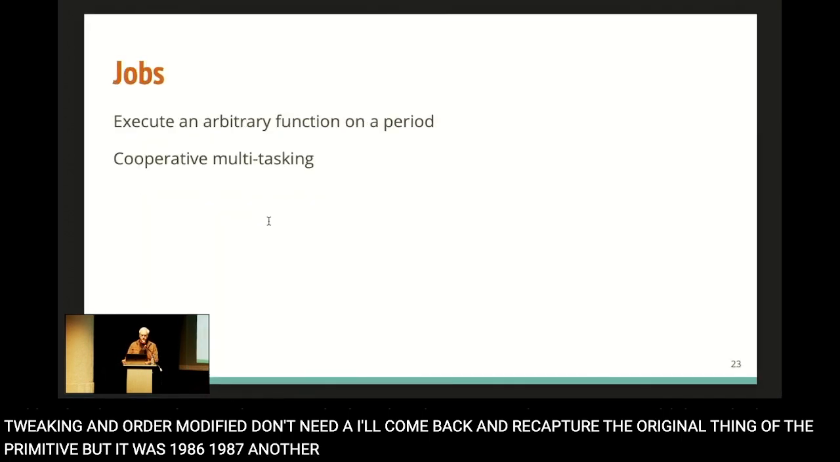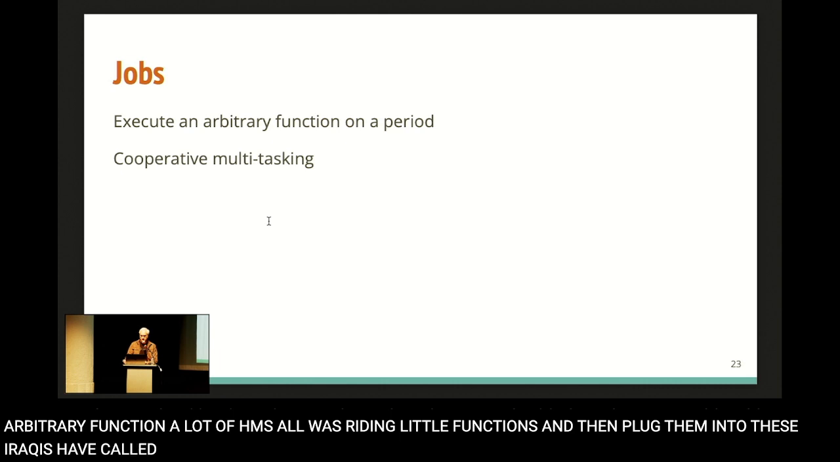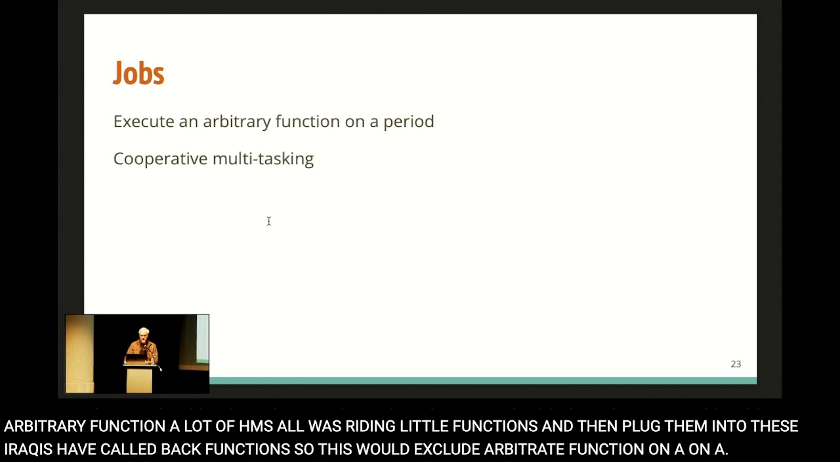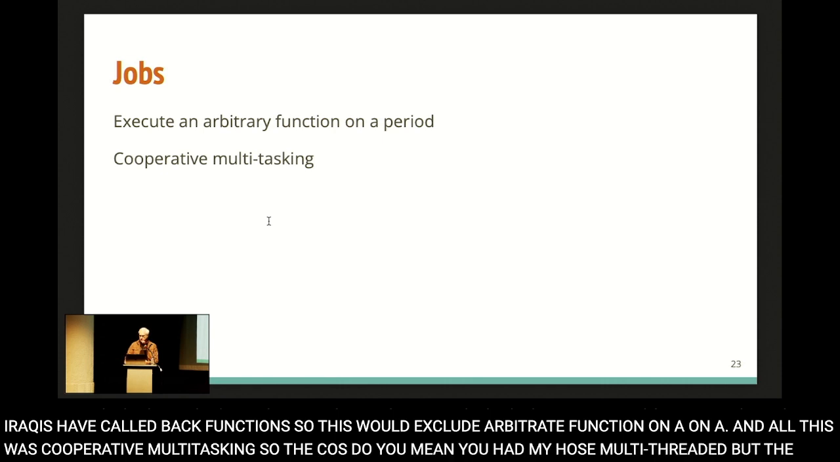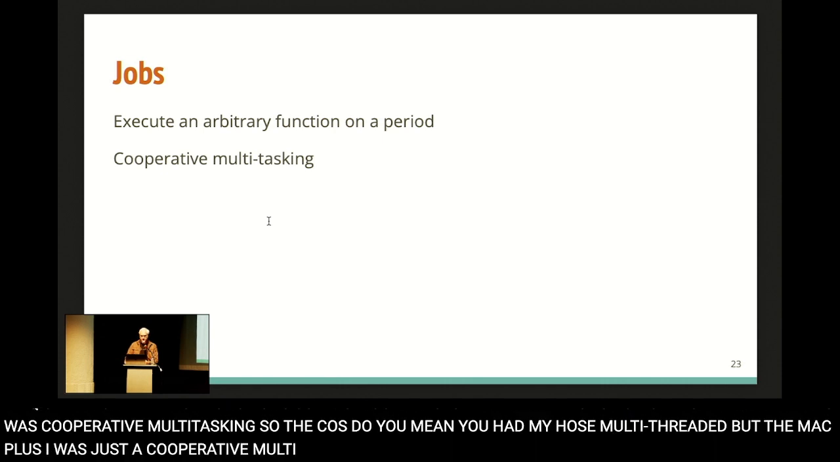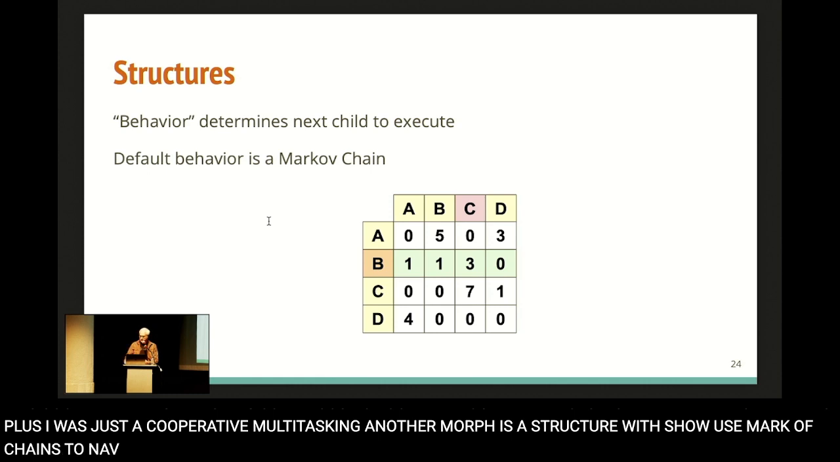Another morph, as we call it, was our jobs, which will execute some arbitrary function. A lot of HMSL was writing little functions and then plugging them into these hierarchies as callback functions. So this would execute an arbitrary function on a period. And all this was cooperative multitasking. The OS on the Amiga was multi-threaded, but the Mac Plus was just cooperative multitasking. Another morph is a structure, which used Markov chains to navigate through its child objects.